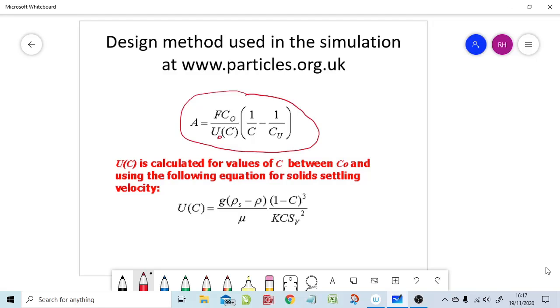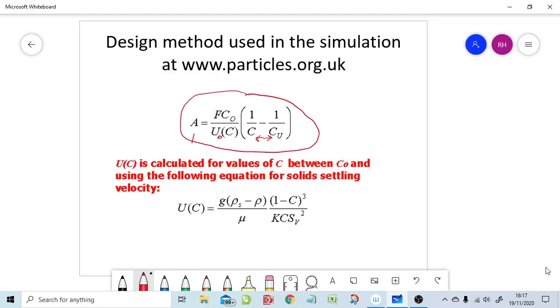C isn't multiplied by U0 there, that's just the value of U0 at different values of concentration. Why is it written like that? Because we are looking at concentrations between the feed value and the underflow value. So we're having to put lots of different concentrations into this equation and work out the plan area from those different concentrations.